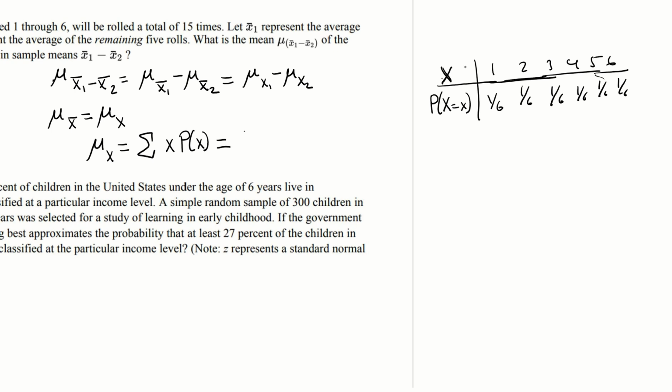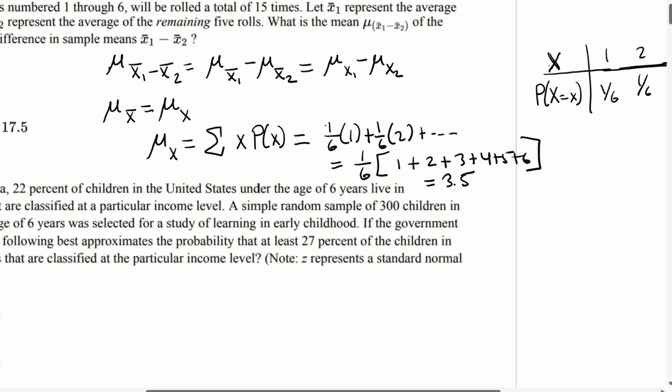So essentially, you just have 1 out of 6 times 1 plus 1 out of 6 times 2, and so on. You can just pull out the 1 out of 6 and you have 1 plus 2 plus 3 plus 4 plus 5 plus 6. So essentially, you're just adding them all up and then dividing by 6. Well, then that gives you 3.5. So it's just the basic average of all of those numbers. Just add them up, divide by 6, and that's your expected value of the die.